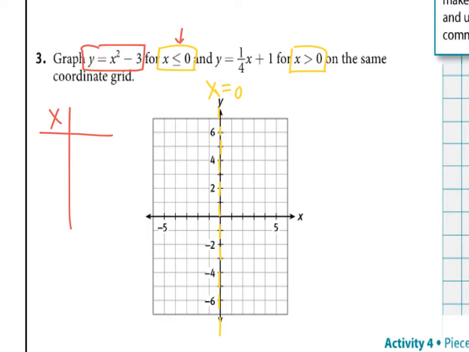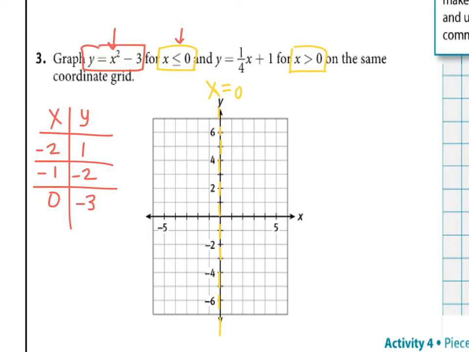So why don't we do -2, -1, and 0, and let's just see what the y's would be, and then we'll plot a few points. If I plug those x's into the rule, it's x squared minus 3. So -2 squared is 4, minus 3 is 1. -1 squared is 1, minus 3 is -2. And 0 squared is 0, minus 3 is -3.